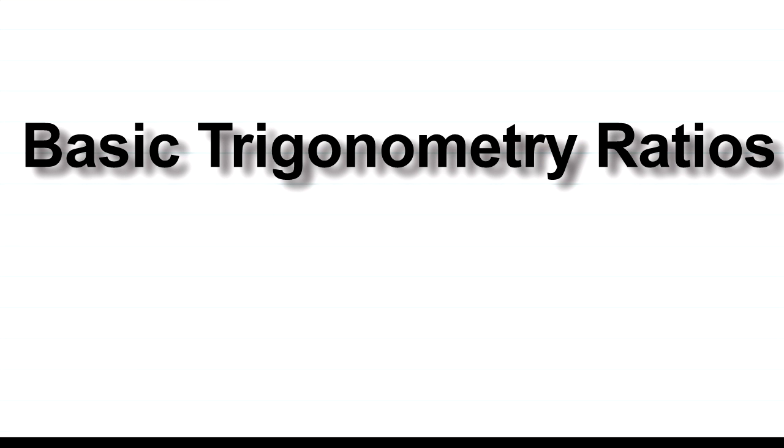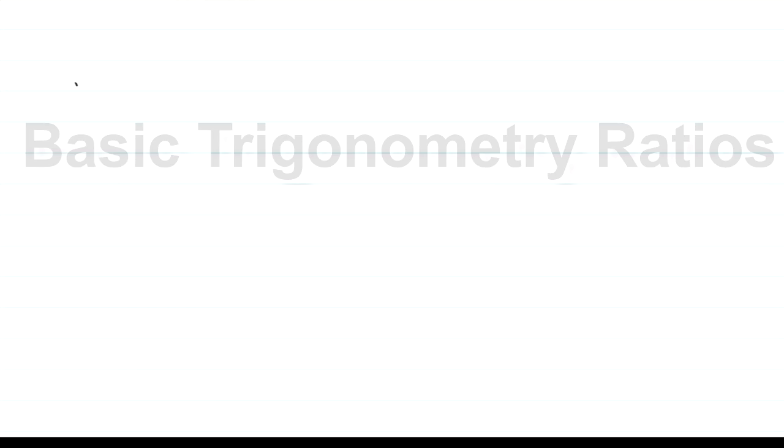Hi everyone, I'm going to go over the basic trigonometry ratios today. So starting with the right triangle. As many of you already know, the basic trigonometry ratios will only work with the right triangle, the triangle that contains a right angle, which is 90 degrees.